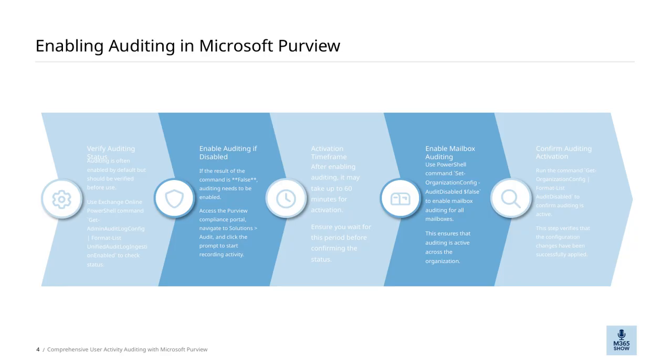After you enable auditing, keep in mind that it might take up to 60 minutes for the changes to take effect. So, it's important to wait this period before checking the status again to confirm that auditing is active. If you find that the command returns true, it indicates auditing is disabled and needs to be turned on. You can do this through the Purview Compliance Portal, navigate to Solutions, then Audit, and click the prompt to start recording activity. While auditing is often enabled by default, it's always best to verify this before relying on it.